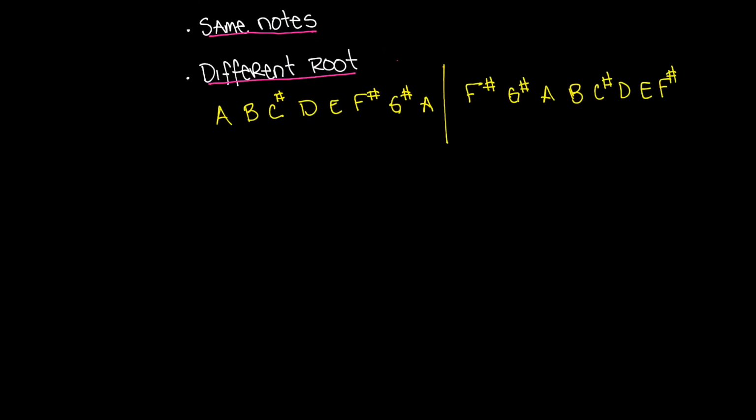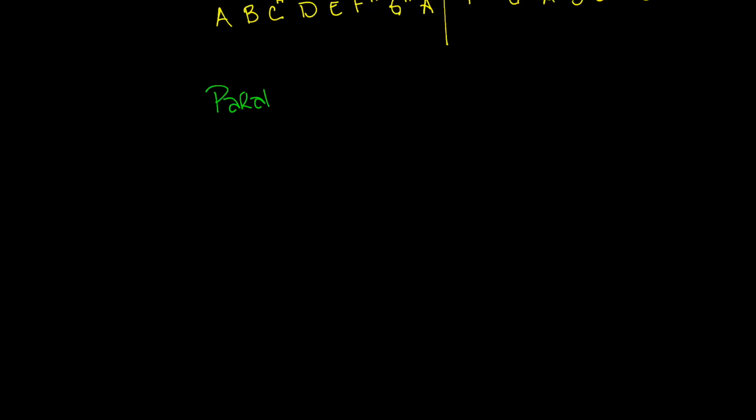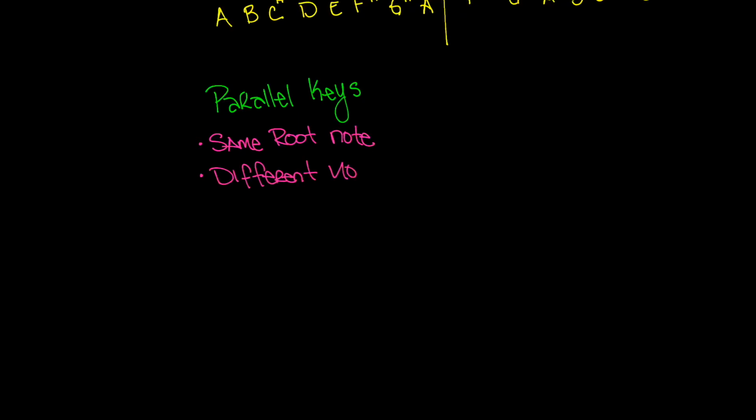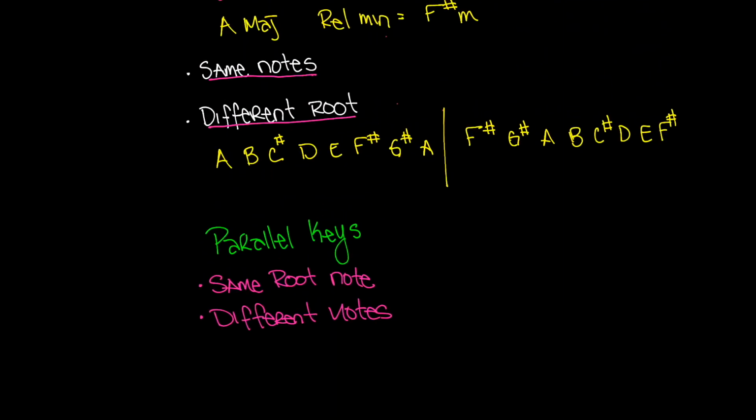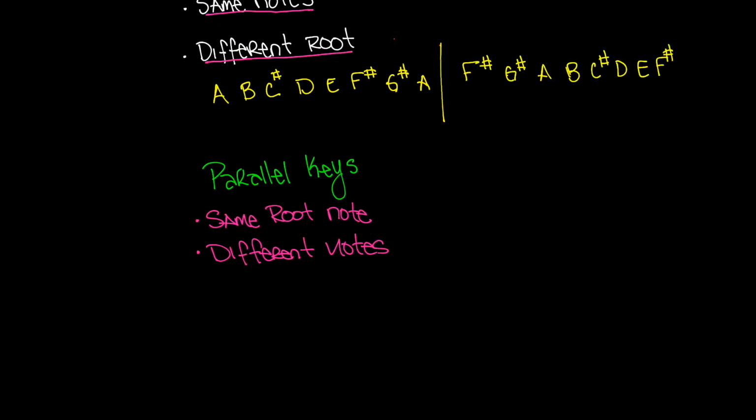Now we're ready to really understand parallel key signatures. Let's write out the rules. Parallel keys are going to have the same root note and different notes altogether. This is an important thing to distinguish. With the relative, we understand that it had the same notes but a different root. Here, it's the same root and different notes in the scale. So we see an almost inverse relationship.